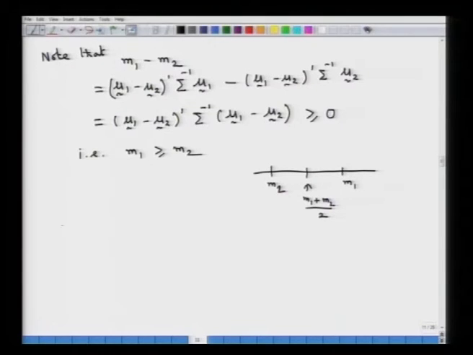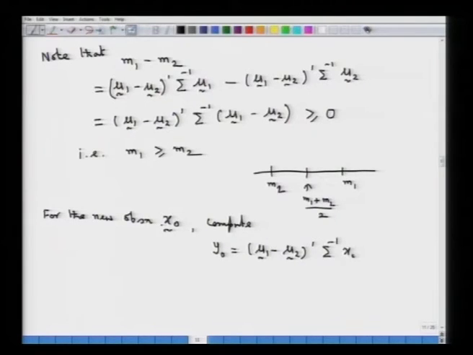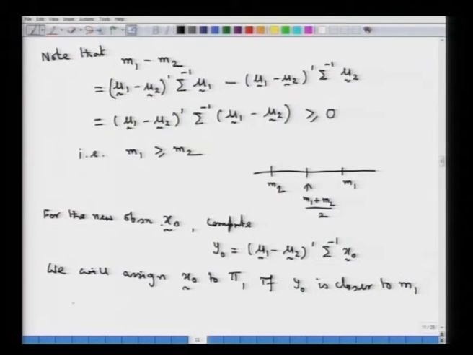Now, for the new observation x naught, compute say y naught, which is equal to (mu 1 minus mu 2)' sigma inverse x naught. So, this is a given value that we are going to compute when we have x naught known to us. A following rule can be assigned. I will discuss the logic of that particular rule. We will assign x naught to pi 1 if this y naught is closer to m 1 than to m 2.